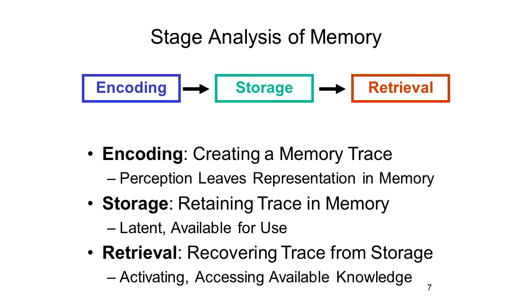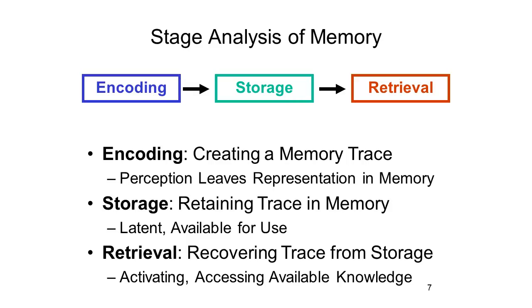And the general idea is that all perceptual activity leaves some representation of the percept in memory. In storage, the newly encoded memory trace is retained over time in some latent state, so that it's available later on for use. And in retrieval, a stored memory trace is recovered, so that it can be used in some kind of cognitive task. We encode episodic knowledge in memory. It stays there in storage until it's retrieved and accessed for some kind of use.